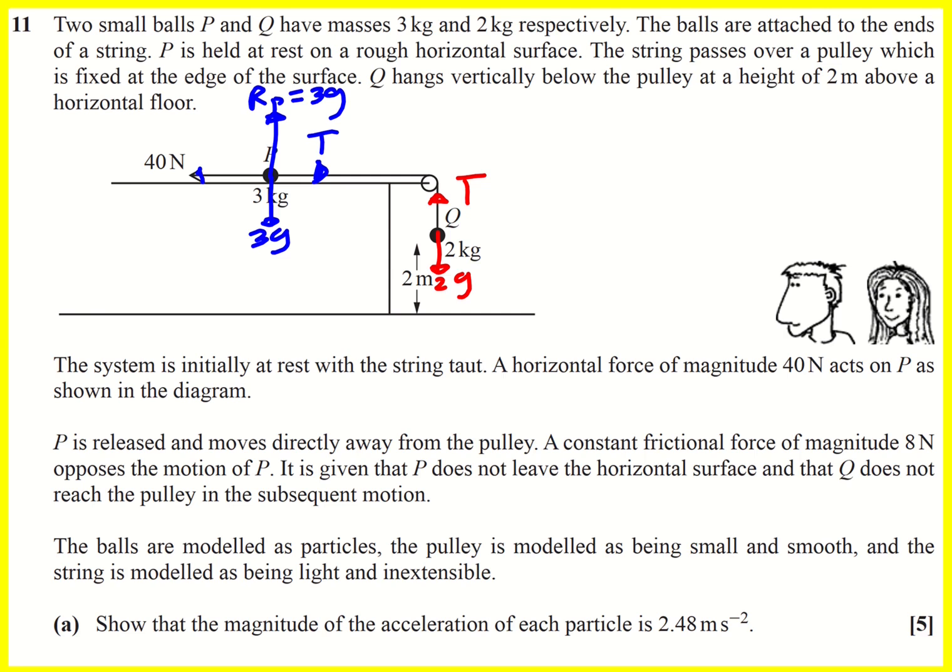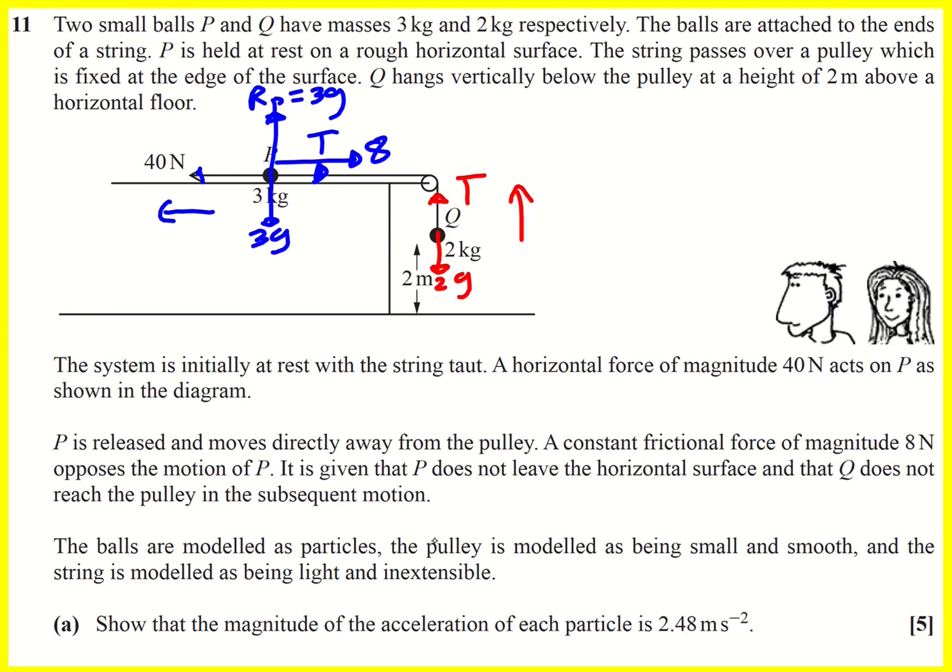One thing we've not said yet is that P is now released and moves directly away from the pulley. Once it's been released, a constant frictional force of magnitude 8 newtons opposes the motion. So the motion is going this way and this way, therefore. Because it opposes the motion, I've got this other 8 newton force, which I'm just going to add here. Nice.